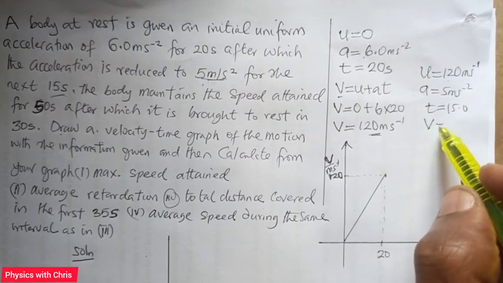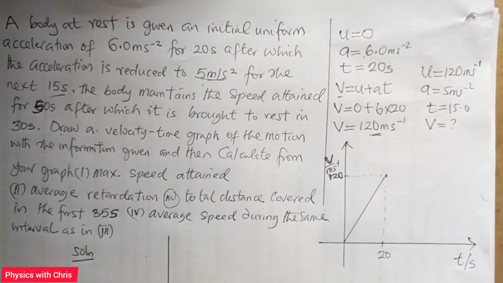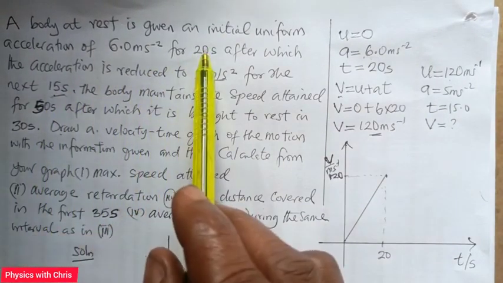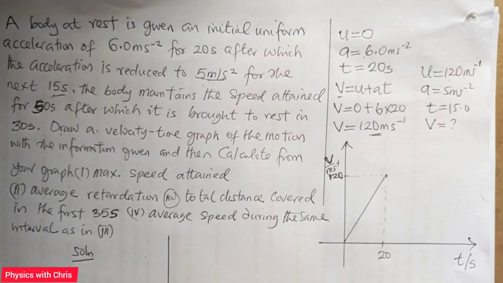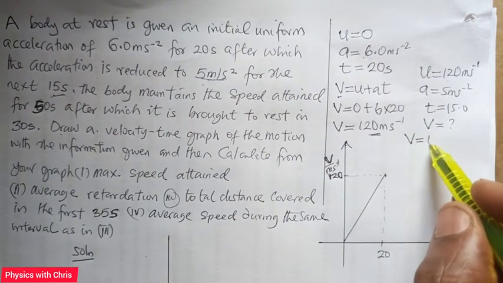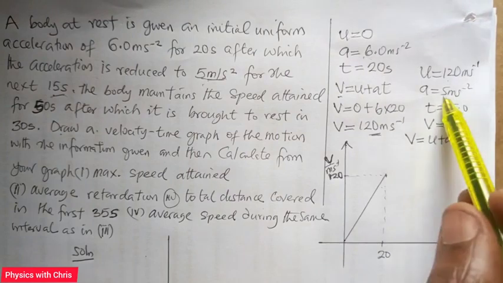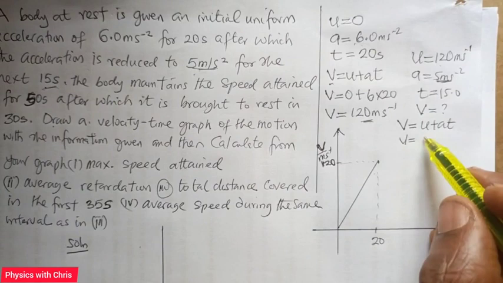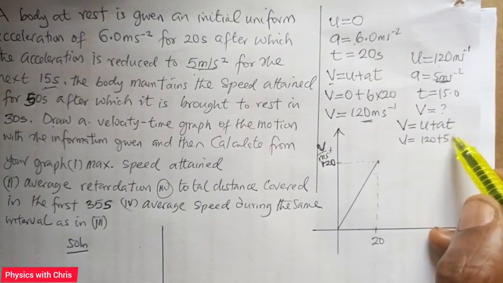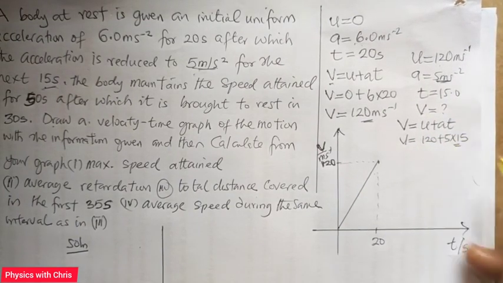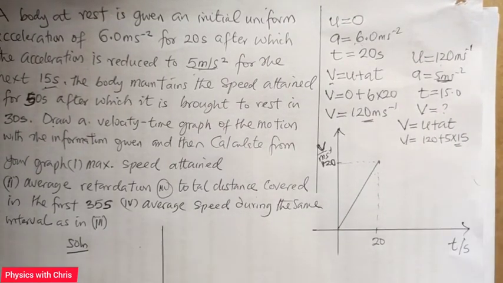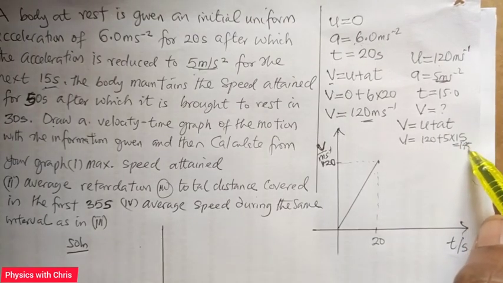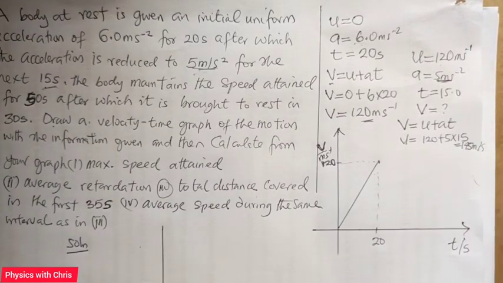Now, what is the speed attained this time around, after 15 plus 20, that is, after 35 seconds? We use this same equation because it maintains this constant acceleration for 15 seconds. So the speed attained is 120 plus 5 times 15. 5 times 15 is 75. 75 plus 120 gives me 195. 195 meters per second.